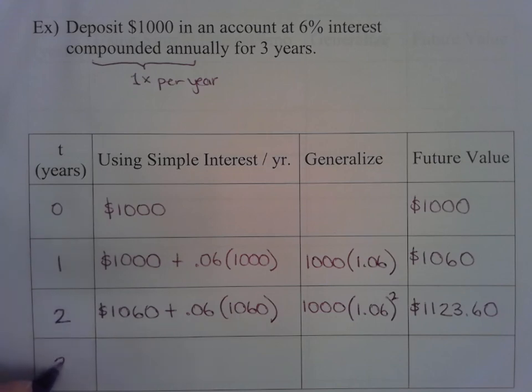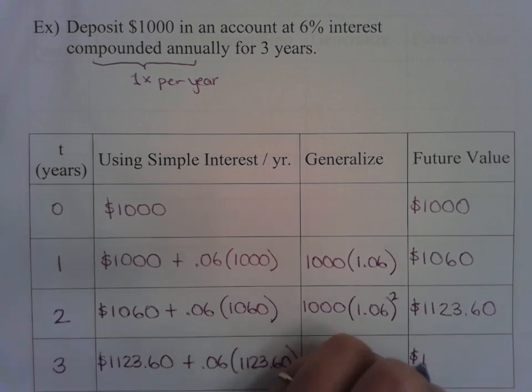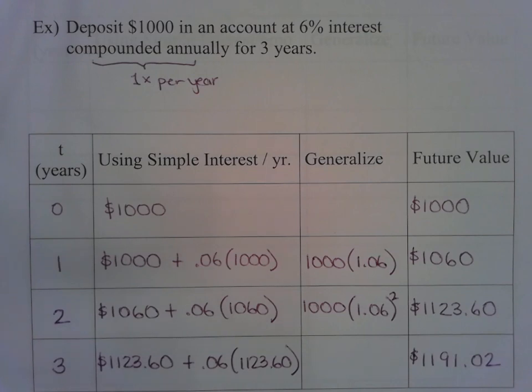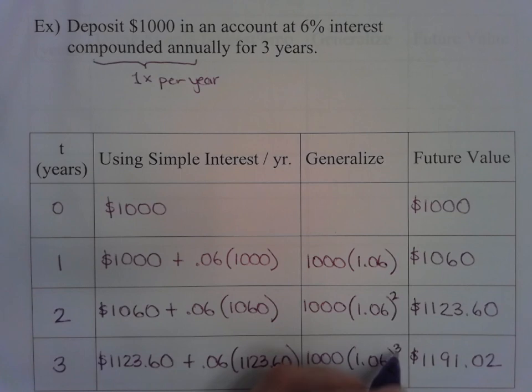Okay, we're talking about 3 years here, so this is the last year. And maybe you can see the pattern that's going on here. So I'll just fill in just like we've done previously. So now I'm earning 6% on the 1123.60. And so I end up with $1,191.02. Okay, and the same thing's true here. I could factor out that 1123.60 to get one more 1.06 that's being multiplied.